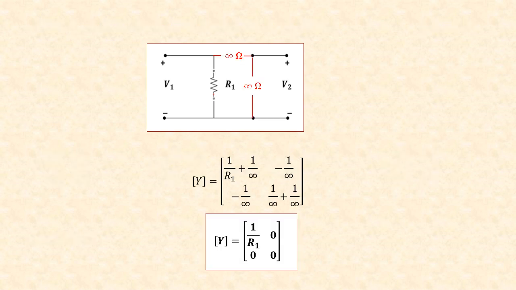Now let us assume this network as a pi network with two resistors open circuited. That is, it is equal to infinity ohms. Now by applying formulas for the pi network, we have Y is equal to 1 by R1. Since it is given in ohms, we have to convert it into mho. So 1 by R1 plus 1 by infinity, minus 1 by infinity, minus 1 by infinity and minus 1 by infinity plus 1 by infinity. So simplifying, we have the Y matrix as 1 by R1 and all the other entries are 0 because 1 by infinity is 0.